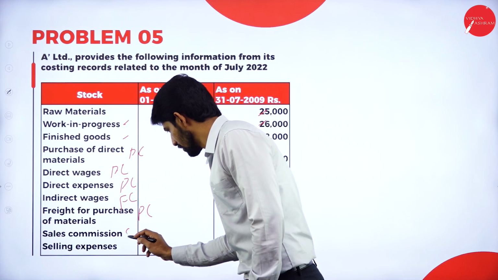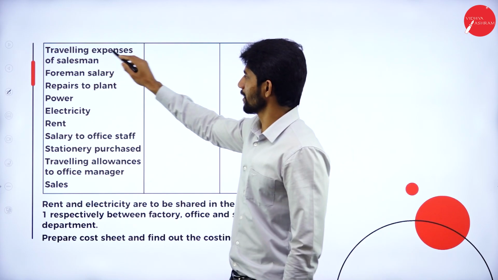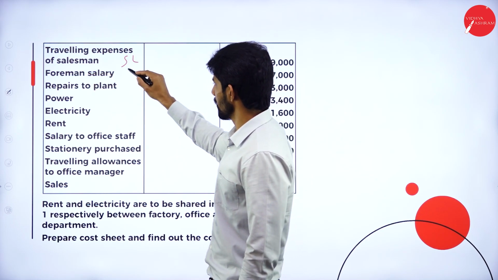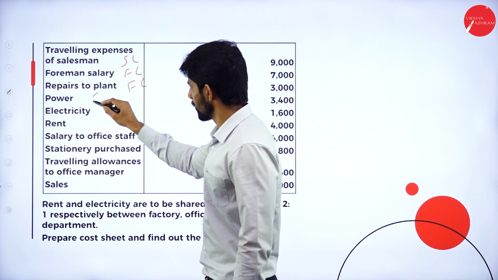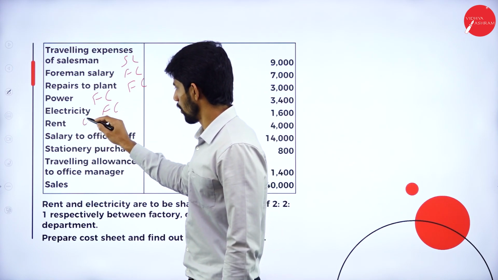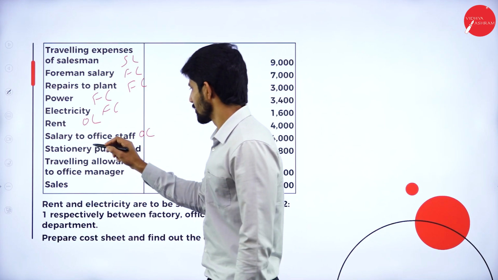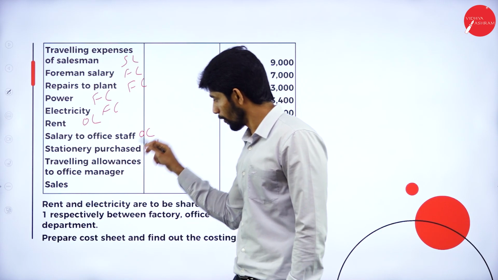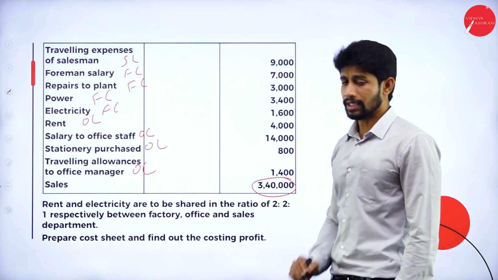Next, freight for purchase of material, this comes under prime cost, that is carriage inward. Next, sales commission, selling cost. Selling expenses, selling cost. Next, traveling expenses of salesman, this comes under selling cost. Next, foreman salary, factory cost. Repair of plant, this comes under factory cost. Power comes under factory cost. Electricity comes under factory cost. Rent comes under, yes, office cost. Salary to office staff, office cost. Stationery purchased, office cost. Traveling allowances to office manager, this comes under office cost. Next, sales, it is 3,40,000.